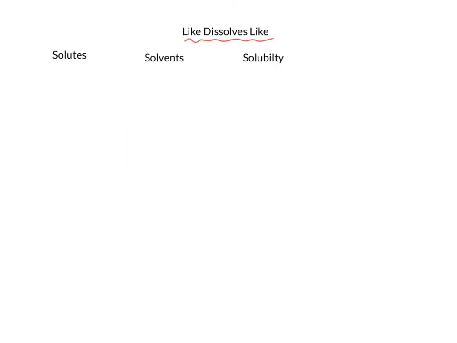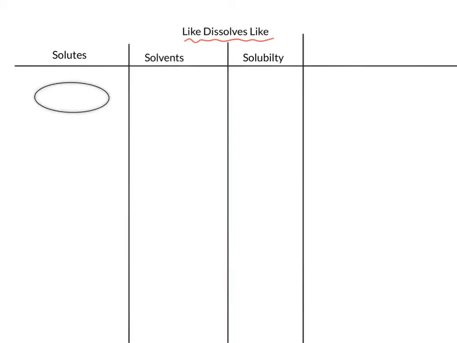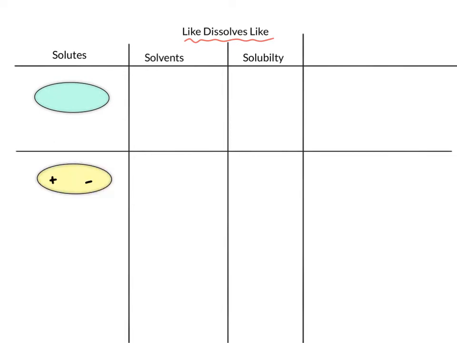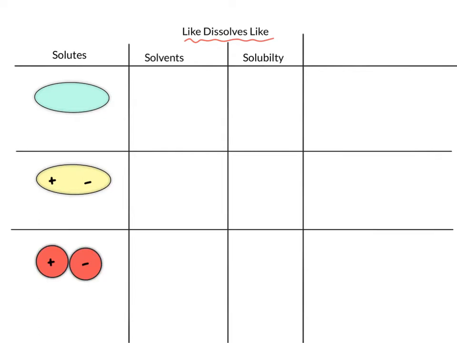We're going to be looking at both the solutes and the solvents. When we look at the solutes, there are several different types we can have. We can have a solute that is nonpolar, which we'll represent as this oval shape. We can have a solute that is polar, which will have the same oval shape, but will have a positive end and a negative end on it. Or we could have an ionic substance, in which case the solute is 2 separate pieces. One is positive and the other is negative.